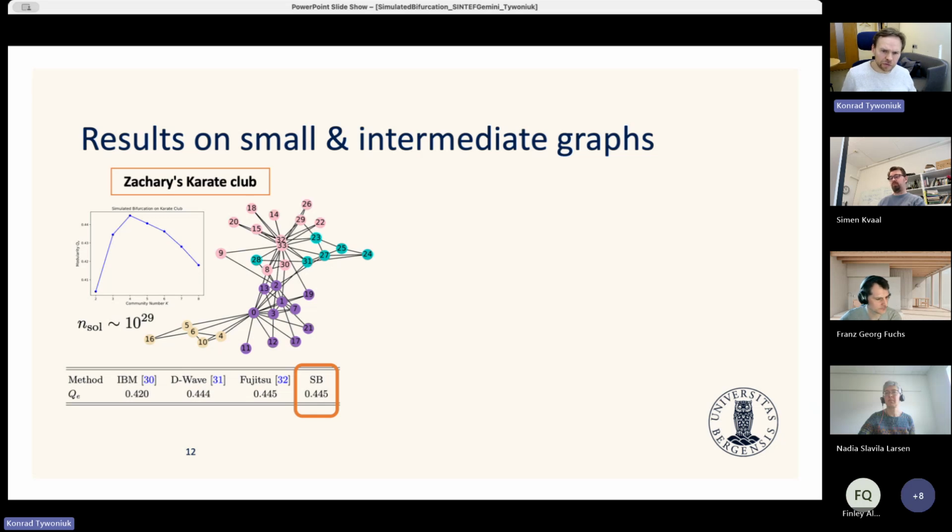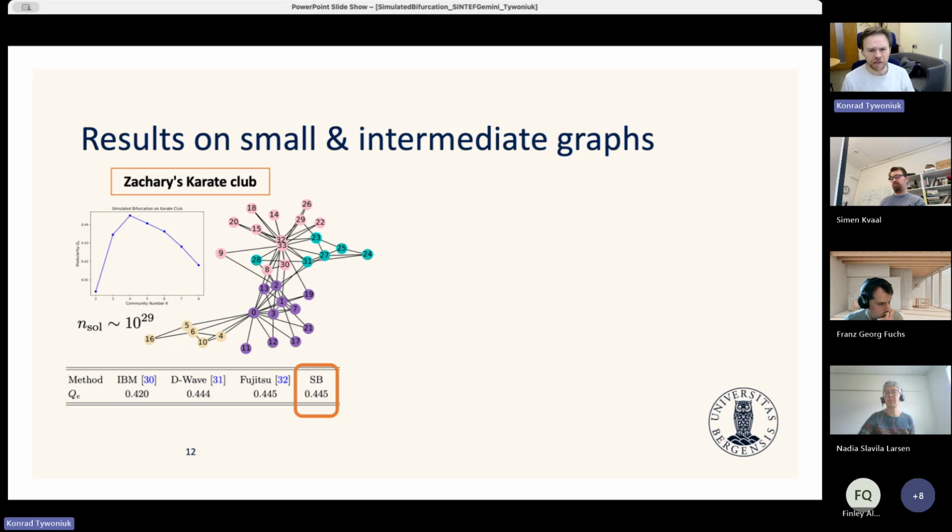So we focused on small and intermediate graphs. Because it turns out, of course, that when you have both the slack variables and you also allow for many clusters, then the number of your variables increases quite a lot, and the dimension of the problem becomes enormous very quickly.